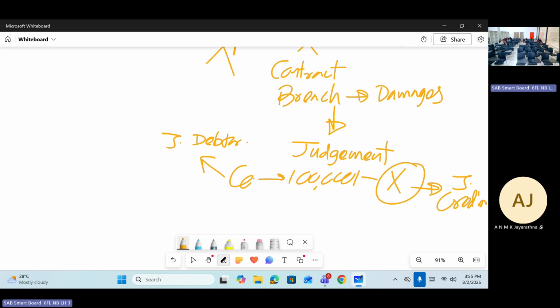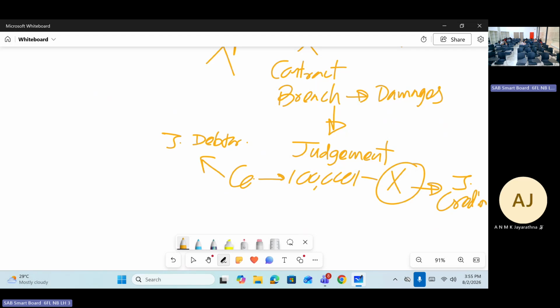So even after the judgment is given, suppose the company is unable to pay this amount, 100,000 rupees. Then how can the creditor recover this amount? One way is to make an application to liquidate the company.